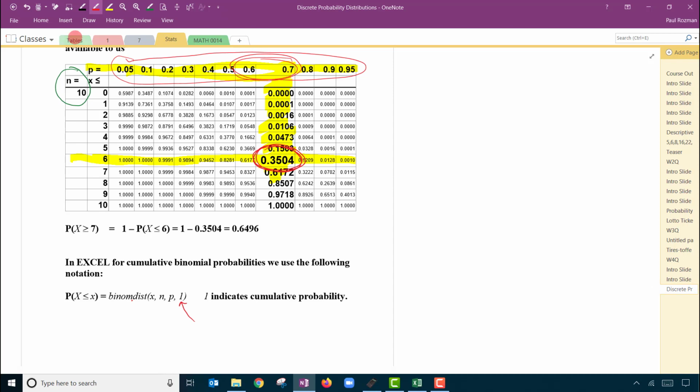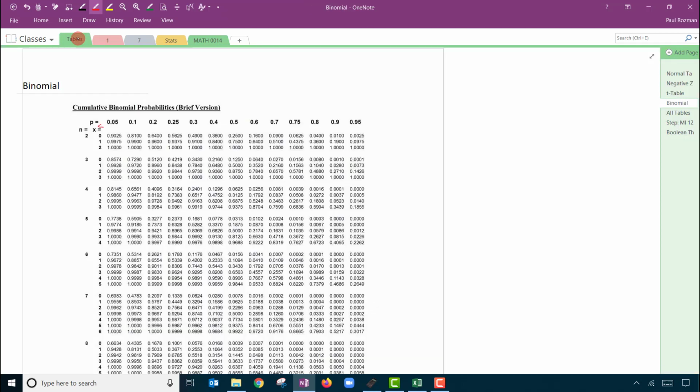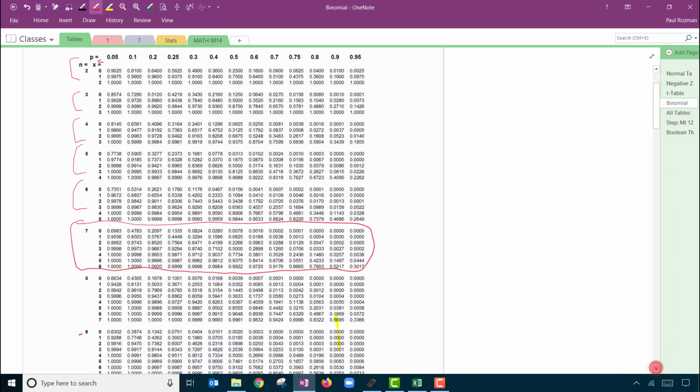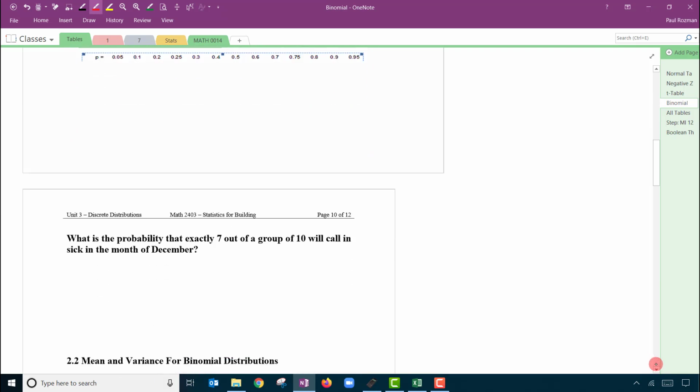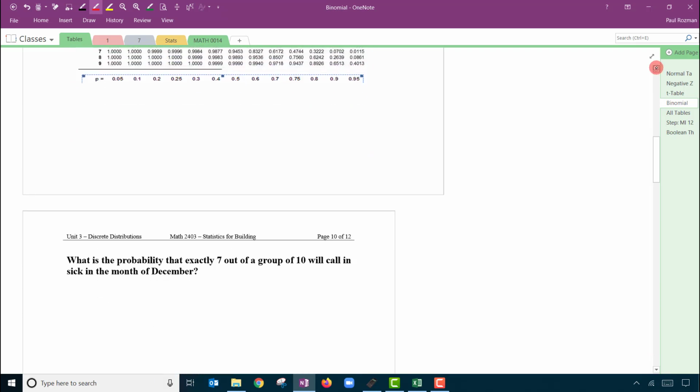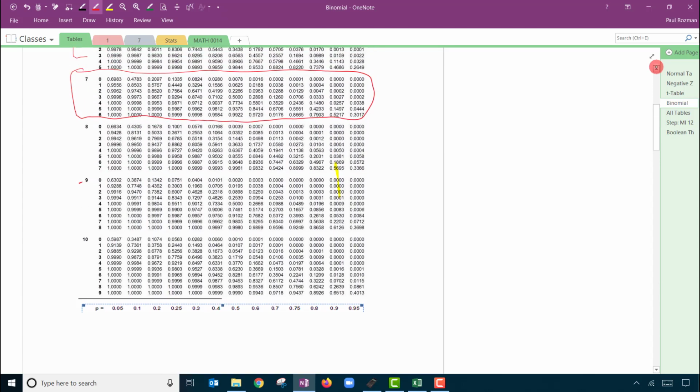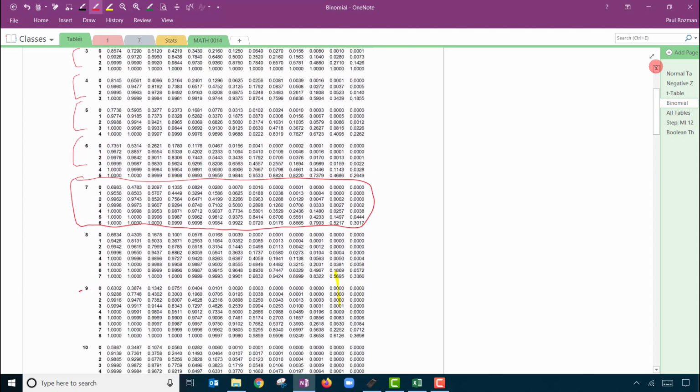You have a whole list of tables in your formula sheet. And here's what it looks like in kind of small print. You can see n equals 2, n equals 3, n equals 4, 5, 6. This is the table that we just did. And it keeps going. I'm not sure how many pages of this thing I give you in your formula sheet, but I'll try to pick numbers that are in it so that you have the option to use it if you prefer.